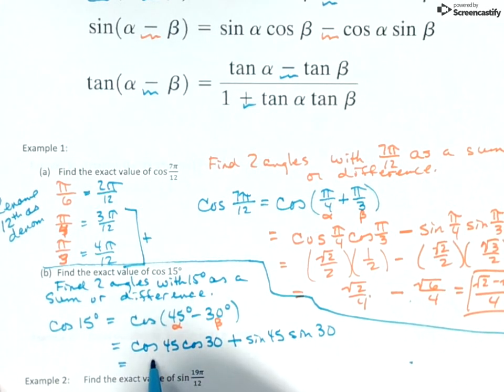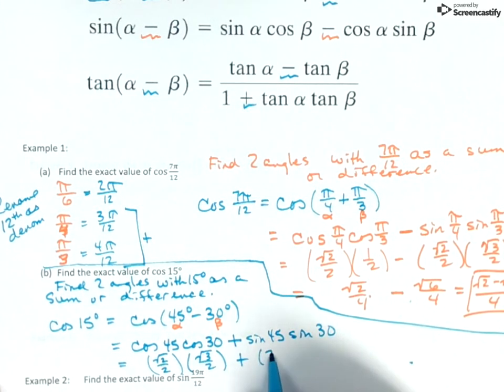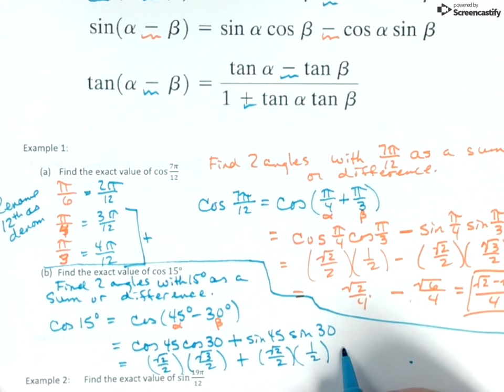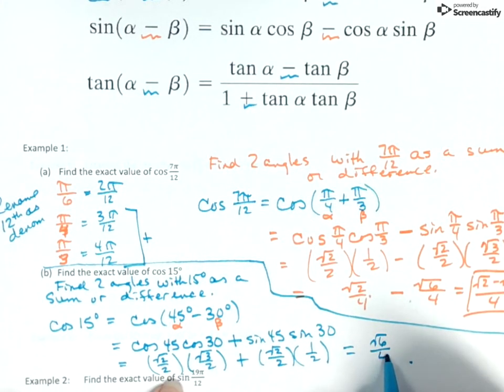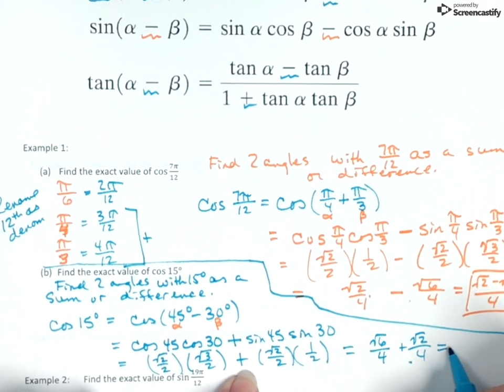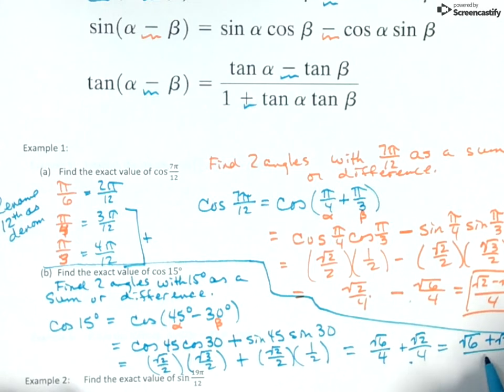Now the cosine of 45 is root 2 over 2. The cosine of 30 degrees is root 3 over 2. The sine of 45 is root 2 over 2, and the sine of 30 is 1/2. And that equals, multiplying these together, root 6 over 4 plus root 2 over 4. And I'm going to simplify that to root 6 plus root 2 all over 4.